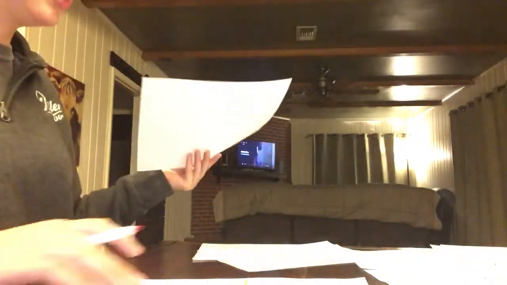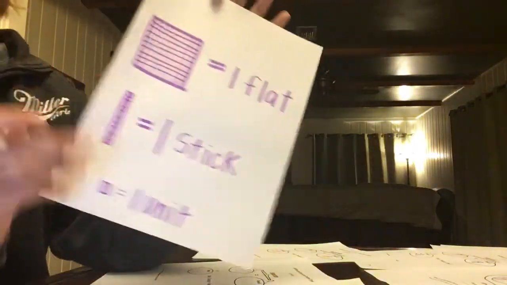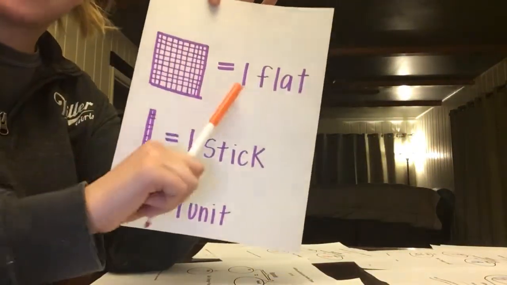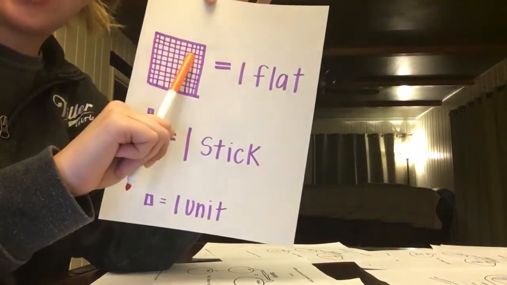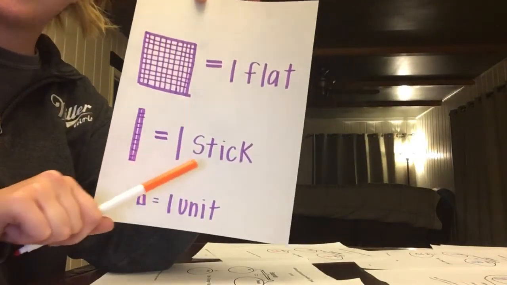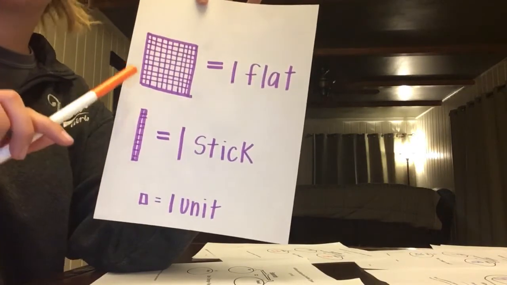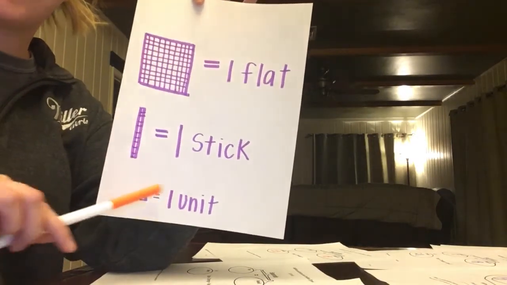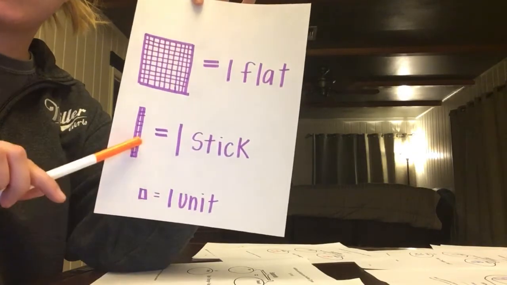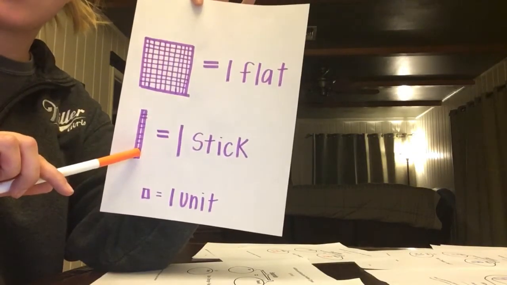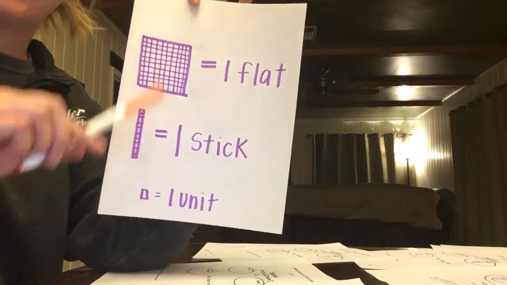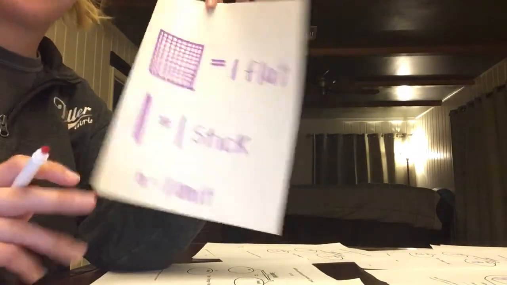For this, I'm actually going to be using base 10 blocks to show the change. I quickly want to go over what base 10 blocks look like. One of these equals one flat, which is 100 units. One of these equals one stick or rod, which equals 10 units. And this is just a unit. One of these units, 10 of them fit into a stick or a rod. 10 of these rods fill in a flat. So I'm going to be using those in my problem.